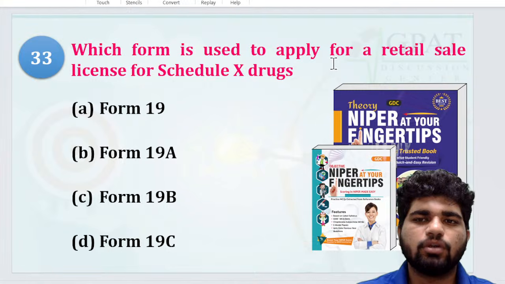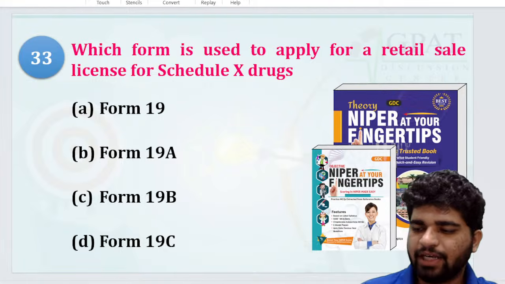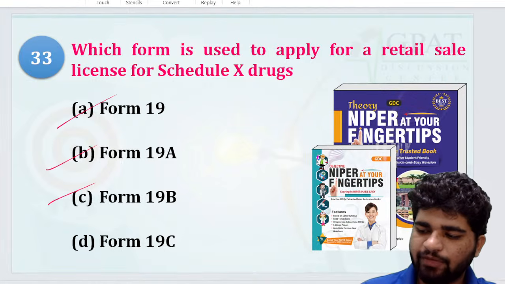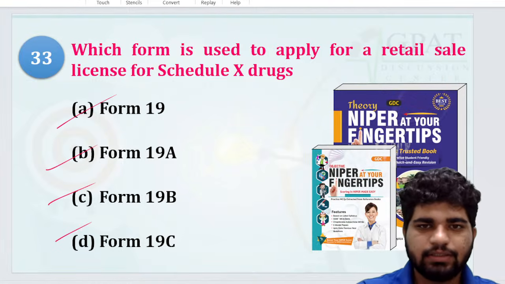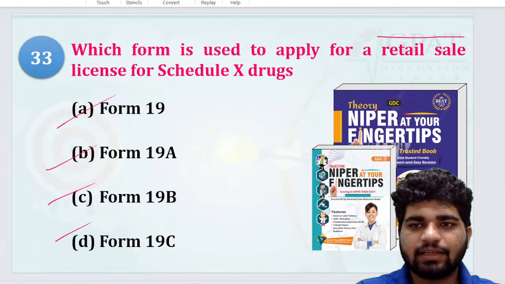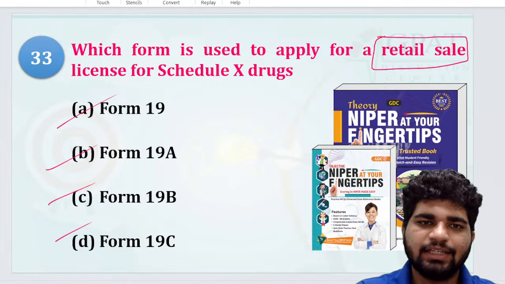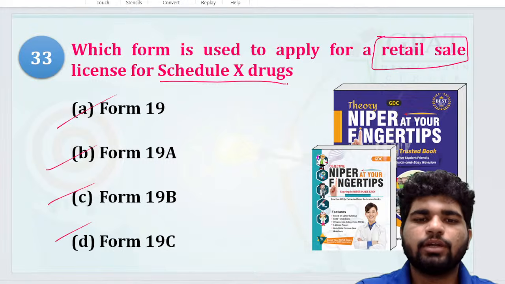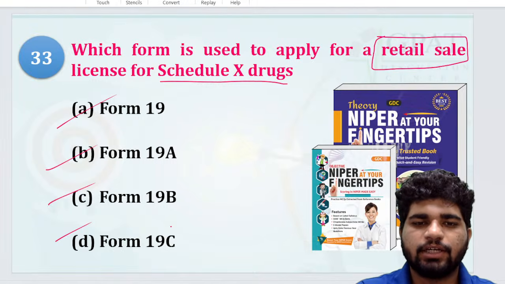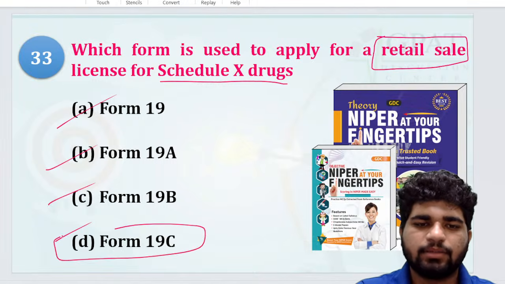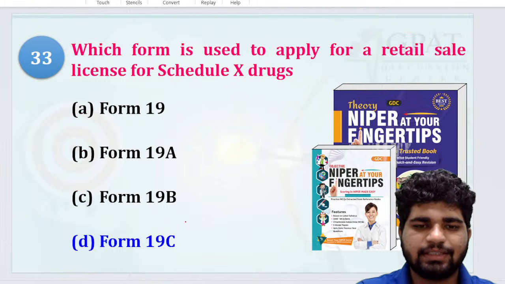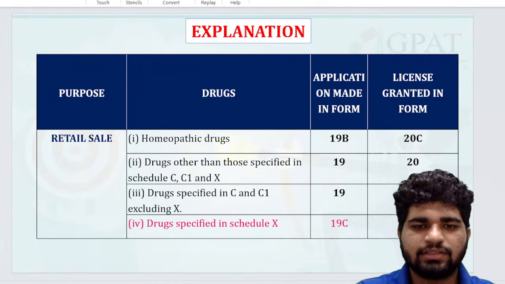Which form is used to apply for a retail sale license of Schedule X drugs? Form 19, Form 19A, Form 19B, or Form 19C? Retail sale, I'm asking. That is nothing but your Form 19C, guys. Here you can see, drugs specified in Schedule X would be under 19C.